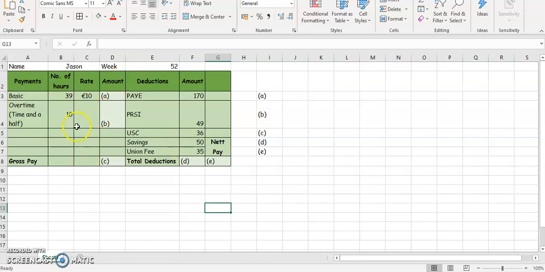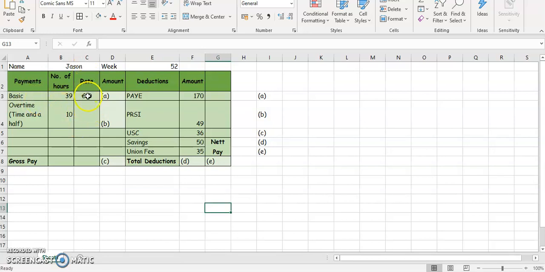Okay, so let's have a look at the wage slip for Jason. It's week number 52. So he's got payments of basic and overtime. His overtime is time and a half. The number of hours he worked this week is 39 hours basic and 10 hours overtime. The rate of pay he gets is 10 euro for every hour he works basic.